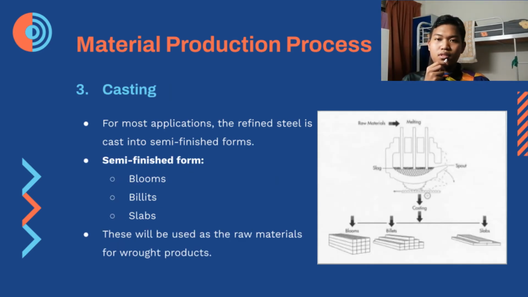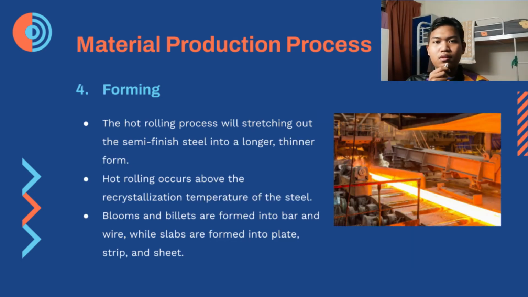The third process is casting. For most applications, the refined steel is cast into semi-finished forms, which are blooms, billets, and slabs. These will be used as the raw material for the final product. The fourth process is forming. The hot rolling process will stretch out the semi-finished steel into a longer and thinner form. Hot rolling occurs above the recrystallization temperature of the steel.